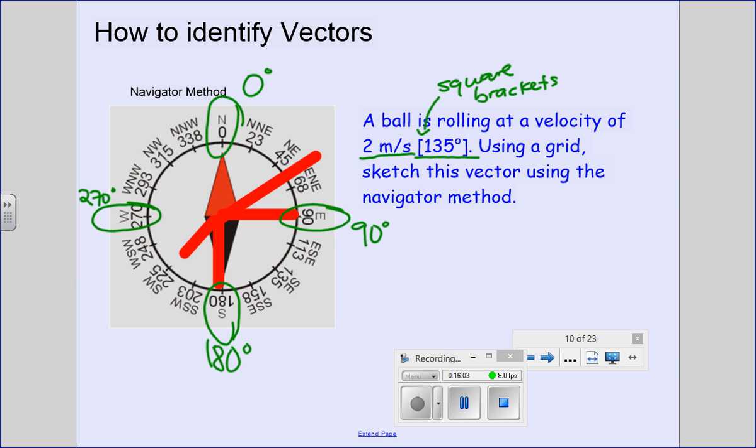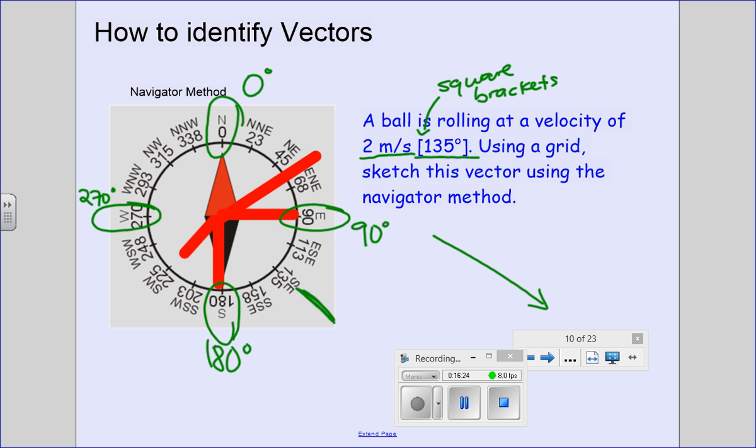Well, since 135 is right here, it's in between east and south, we would say that the person is going like that. They're not going exactly east, they're not going exactly south, they're going somewhere in between that.